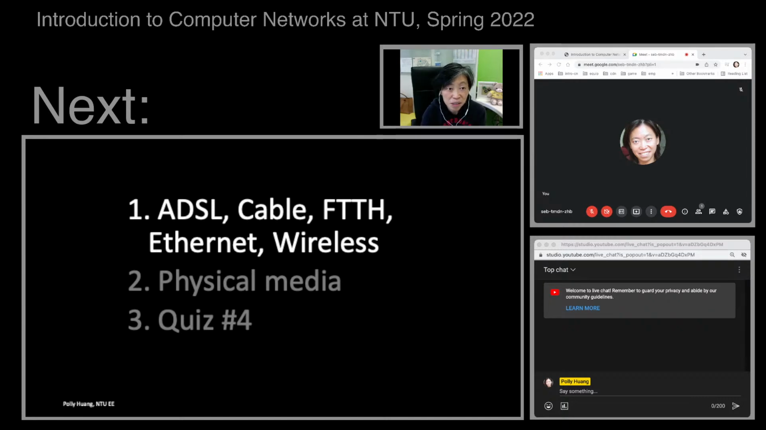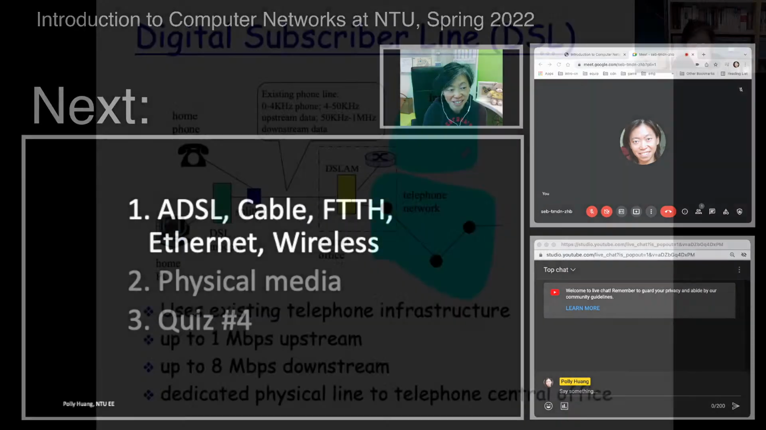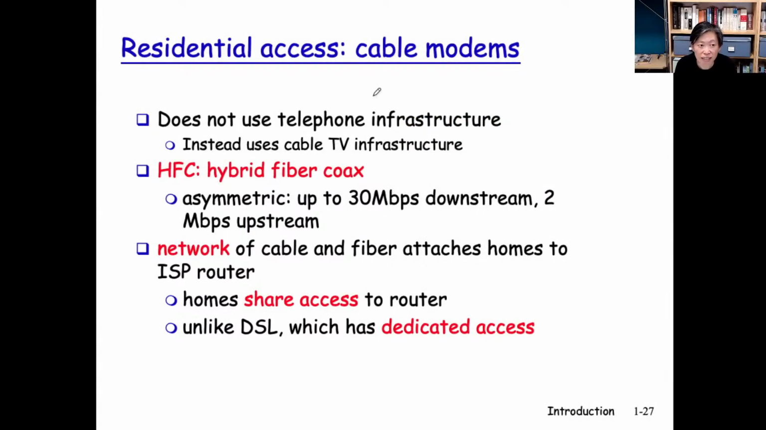And now let's go on to the cable modem. I would say that probably in Taiwan, cable modem is a lot more popular than ADSL. The second access net is cable modem. A little bit similar to DSL, it's also for residential access. And unlike DSL, which is exploiting the telephone infrastructure, cable modem uses the cable TV infrastructure.